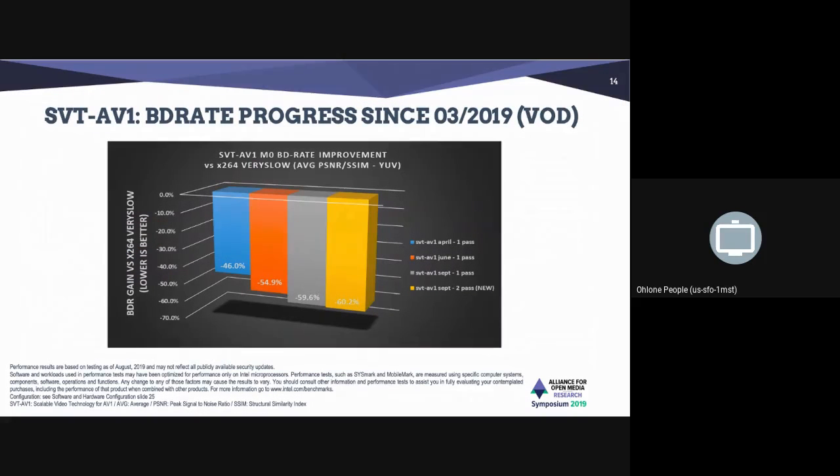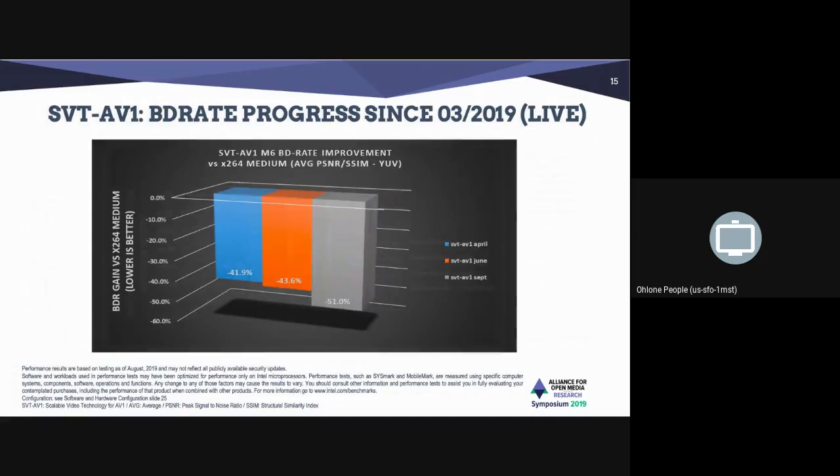Also, we compared SVT-AV1 mode 0 versus x264, and we are about 60% better in coding efficiency. Similarly, for real time, we compared SVT-AV1 mode 6 versus x264 medium, and we are about 50% better in bit rate.